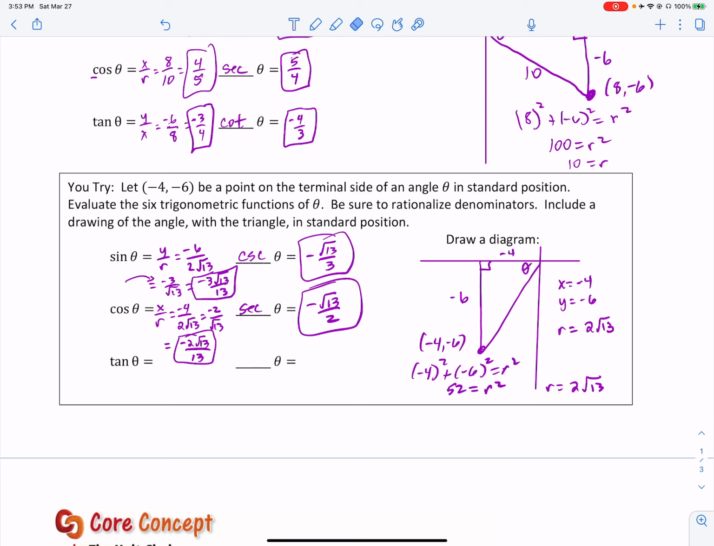And then tangent is your y over your x. So that's negative 6 over negative 4. So it comes out positive 3/2. And just leave it improper. And then its reciprocal will be 2/3. So use those definitions. You want to just know those definitions and evaluate.